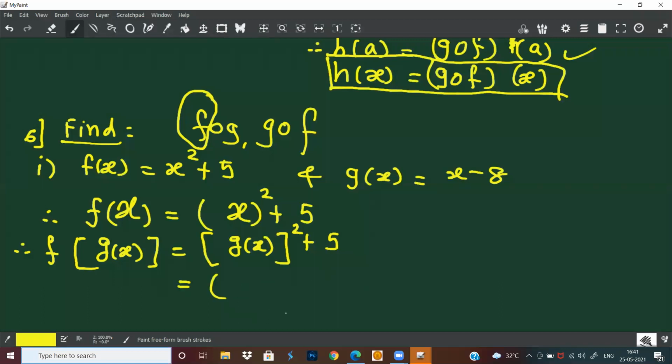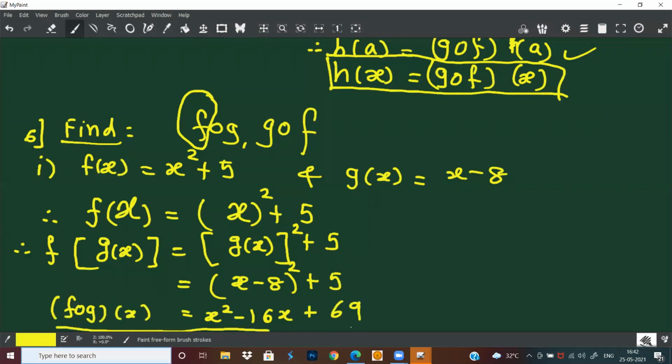So this will come x square minus 16x plus 64 plus 5. So I can directly write 69. So this is my f of g of x. Are you clear about this? Everybody followed?